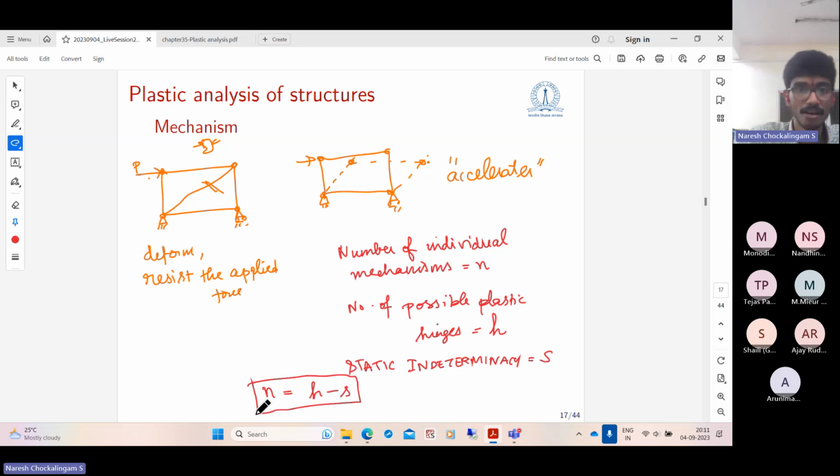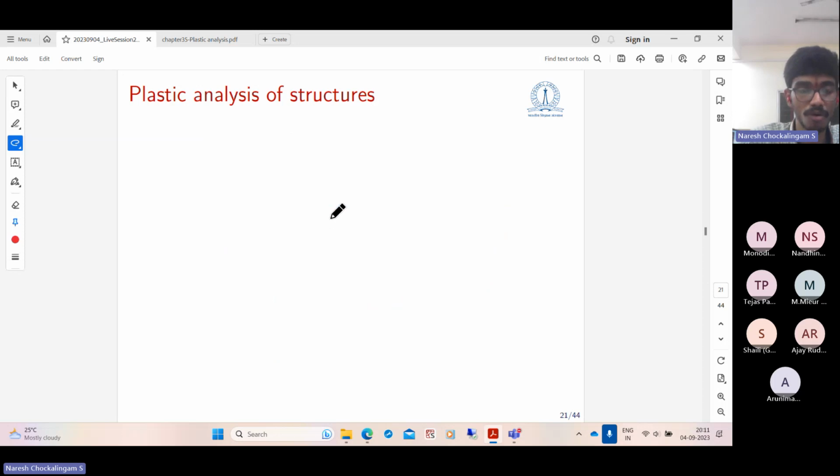If you want to see how it happens, take a simply supported beam. You apply a midpoint load and you increase the load till the structure collapses. How will it collapse? It will initially deform like this. The bending moment diagram is something like this. The maximum bending moment happens at the middle of the beam, which is PL by 4, and that bending moment keeps increasing till the structure collapses.